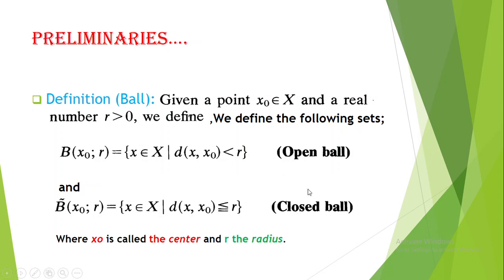And what is the closed ball? A closed ball is the set of all those points x belonging to the set X that satisfy this condition: the distance between x and x naught is less than or equal to r. In both cases, open ball and closed ball, x naught is the center and r is the radius of the ball.